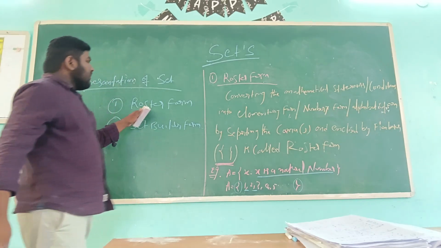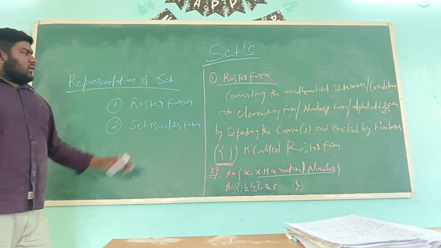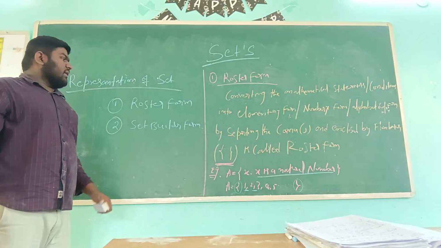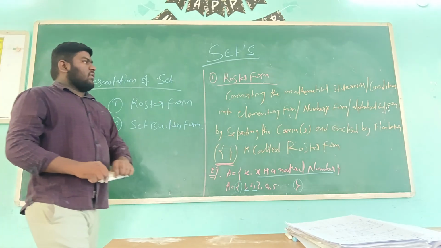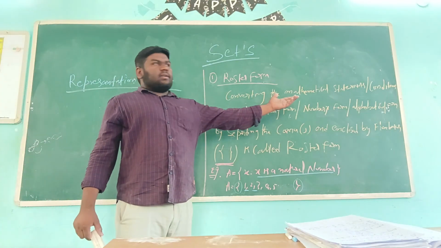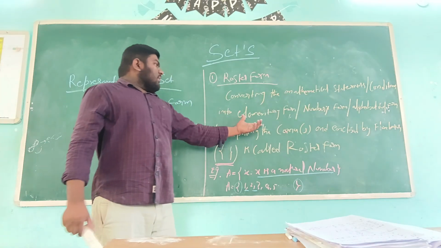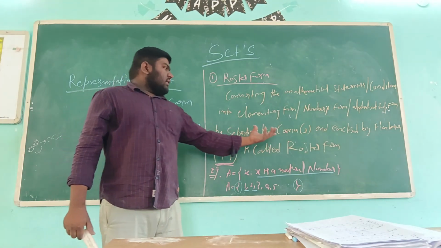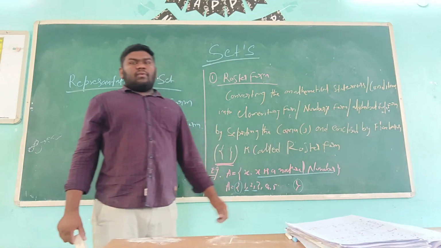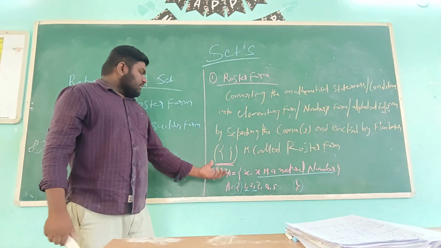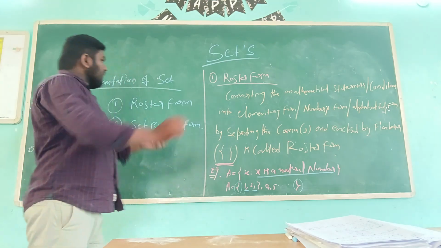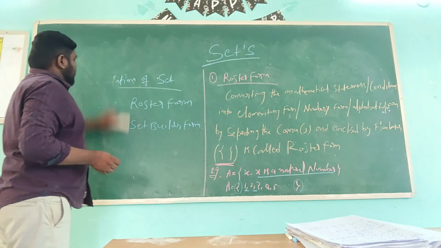Understood? The set can be represented by two types. One is the roster form and second one is the set builder form. What is roster form? Converting the mathematical statements into the elementary form, number form or alphabetical form by separating with commas and enclosed by the flower bracket is called the roster form. Example like that. Then we will discuss the second one.